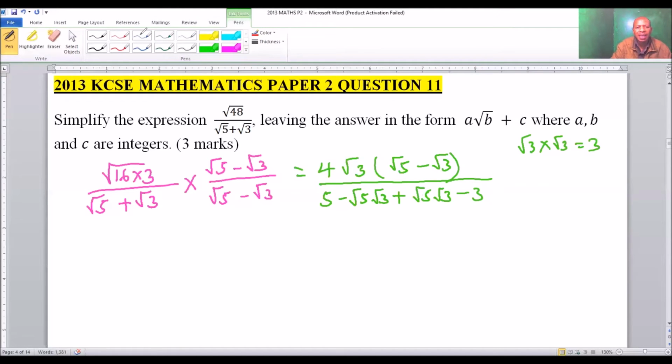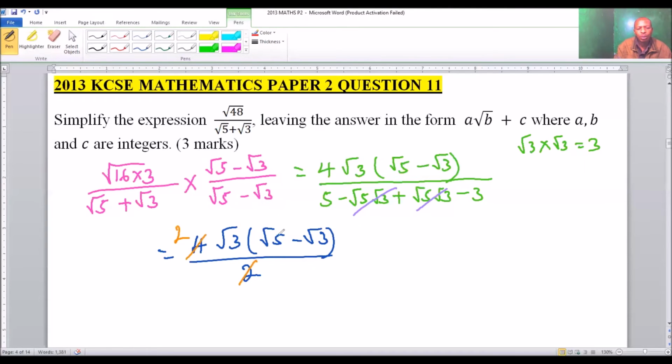So you can see here that the minus root 5 root 3 and plus root 5 root 3 will disappear, and that means that we will be left with 5 minus 3, which is 2. Before we do that, let's just write it like that so that we simplify up there. So 4 root 3 times root 5 minus root 3, and this is divided by 2. So we can divide by 2 here. We divide 4 by 2, then we get 2.